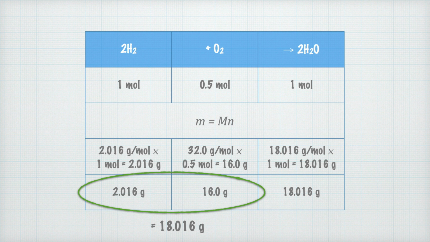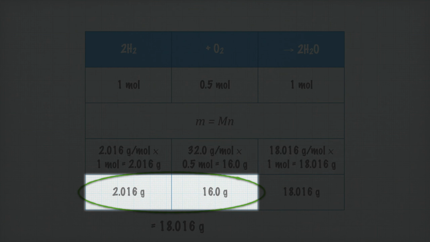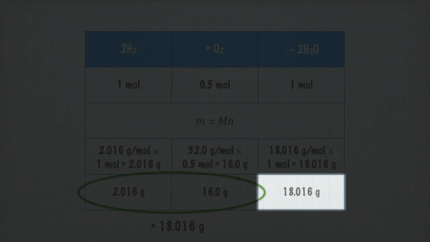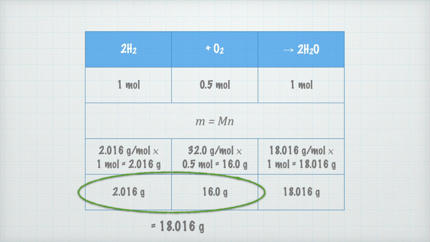That's what we mean by conservation of mass. The mass in a chemical reaction is conserved. That is, the mass of the reactants is always equal to the mass of the products. Let's have a look at another example.